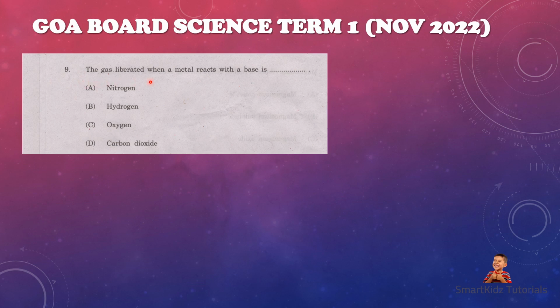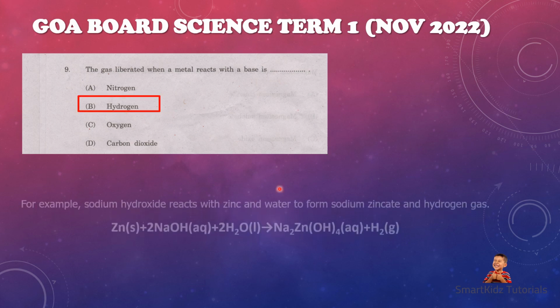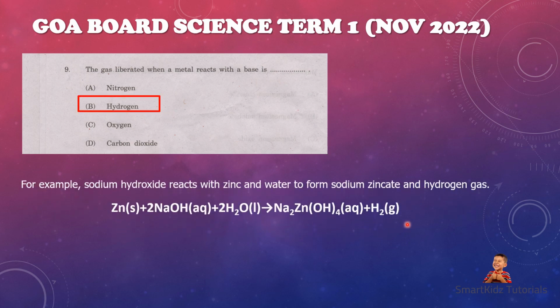Ninth question, the gas liberated when a metal reacts with a base is hydrogen. Okay, so this is an example that will tell you how hydrogen gas is liberated. Even when an acid reacts with a metal, hydrogen gas is given out. So here you have an example of zinc reacting with sodium hydroxide. Zinc is a metal, sodium hydroxide is a strong base, in the presence of water, and gives us sodium zincate, with the liberation of hydrogen gas.